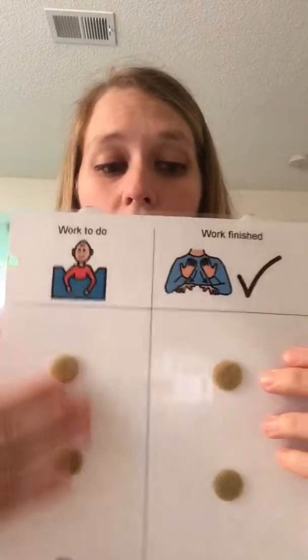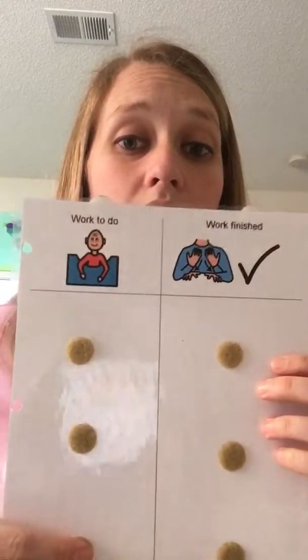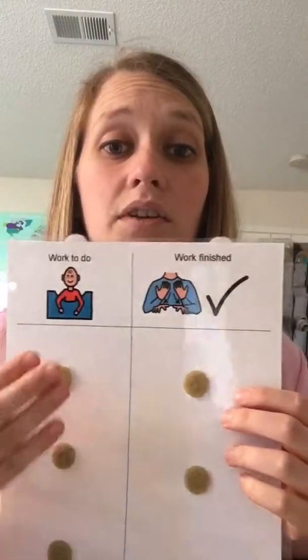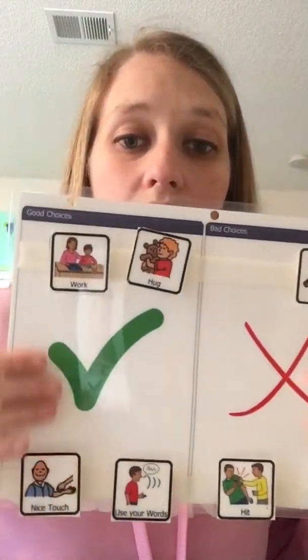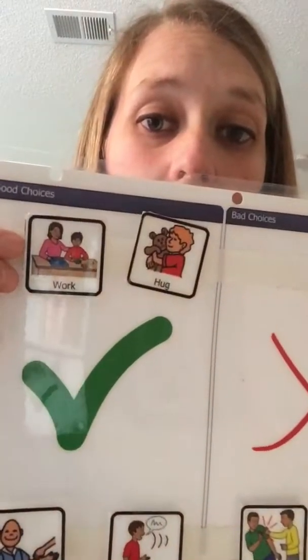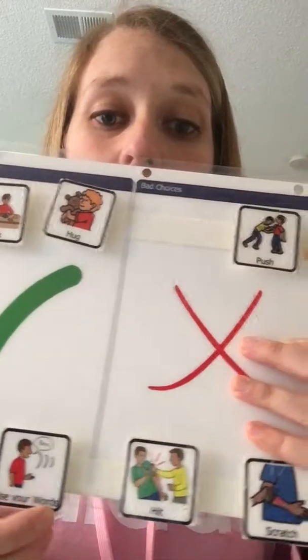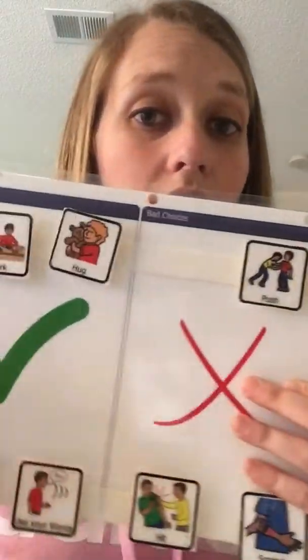Again, you can use the PECS system for scheduling or work to do and work that is finished. So for instance, I will put down for Steven the different work that he needs to get finished. And once it is finished, I will remove the picture from work to do to work finished. I also use it to help with difficult and negative behaviors in the classroom. So for instance, this is good choices and this is not so good choices with behavior. And again, there's work, hug, nice touch, use your words, and then hitting, scratching, and pushing are on the not so good choices. So you can use it in many different ways.